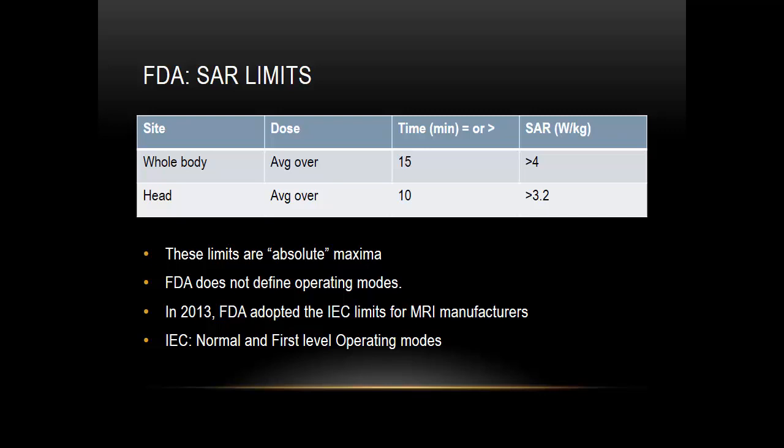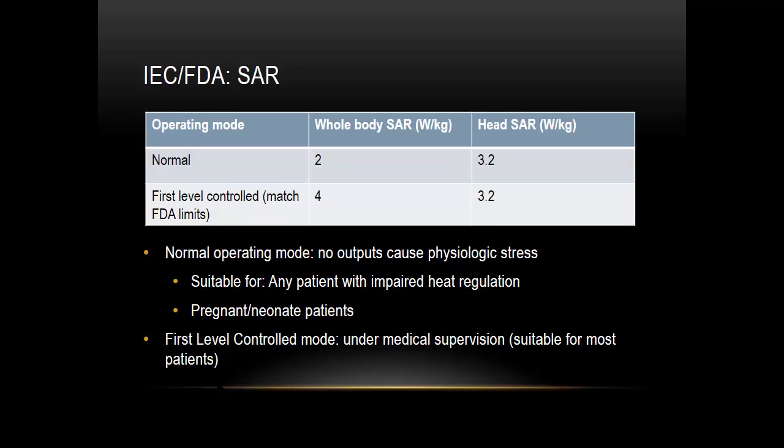And because the FDA doesn't define these operating modes, it relies on the IEC, and so IEC defines the normal and the first level operating modes. So what are these normal and first level? For a normal operating mode, your whole body SAR is limited to 2 watts per kilogram, and for the head, it's about 3.2 watts per kilogram. For the first level, they would be at 4 and 3.2.